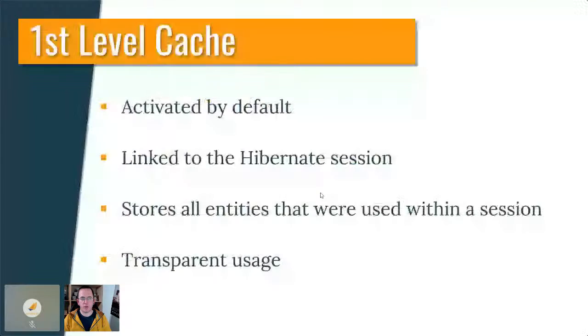I already talked a little bit about the first level cache. And let's summarize that real quick. So the first level cache is activated by default. As you saw, it's linked to the Hibernate session, and it's a key component of JPA and all its implementations, which of course include Hibernate. It contains all the entities that you used within your current session, and Hibernate uses it for its internal optimizations. You can't deactivate it. It's always there, and you don't need to think about it.